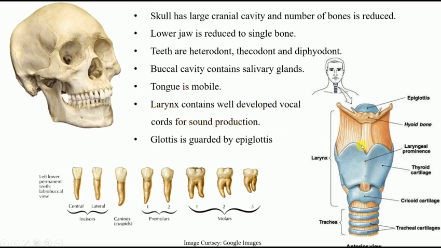Here you can see the view of the larynx. This larynx is made up of different kinds of cartilage. These cartilages form the sound box, and when the air passes through the vocal cords, it is responsible for producing sound, which is again a characteristic feature of mammals. In the larynx, the glottis is guarded by the epiglottis. Here in the diagram you can see this is the epiglottis, and the glottis is guarded with the help of this epiglottis. This is the structure of the larynx you will find among mammals.